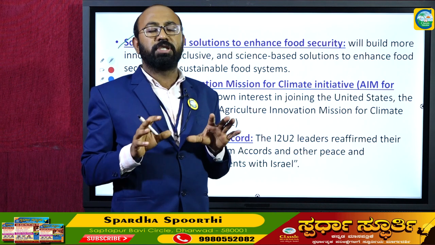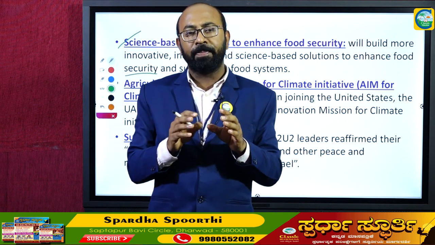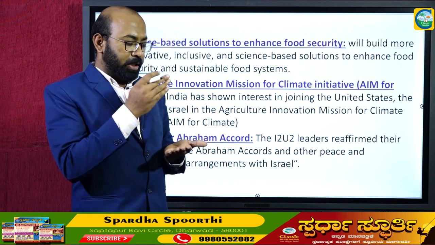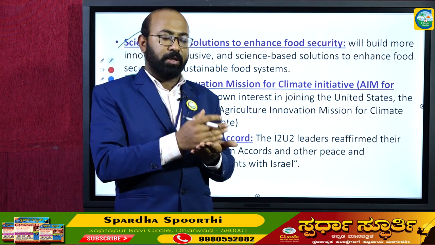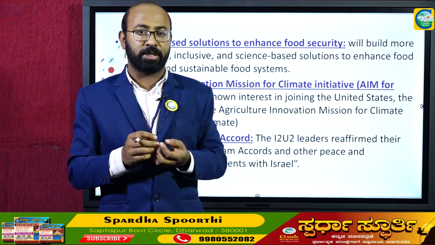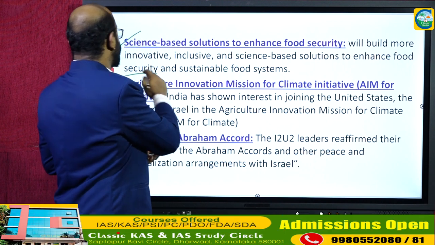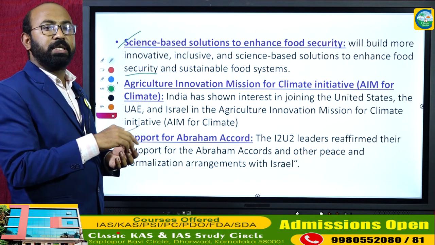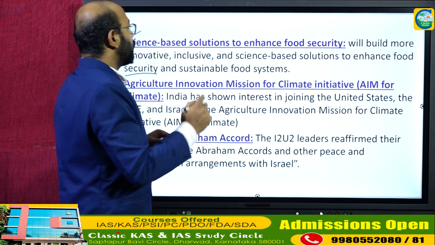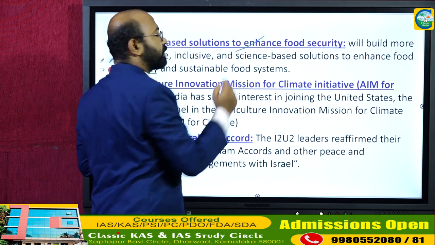Yes, this food security not only involves establishing the food parks, but it also involves need-based production, or area-based production, or a cluster-based approach towards crop production. Based on such scientific and innovative methods, India can achieve food security, or it can enhance the food security.